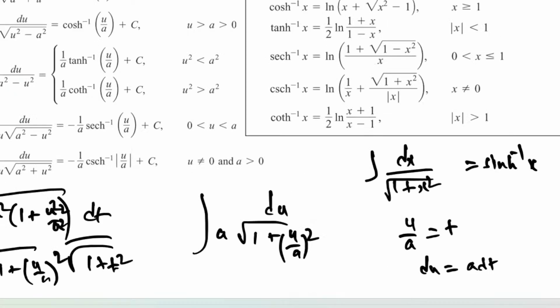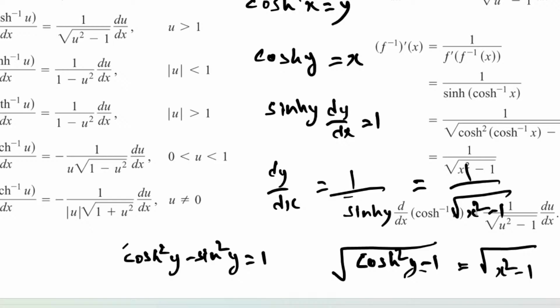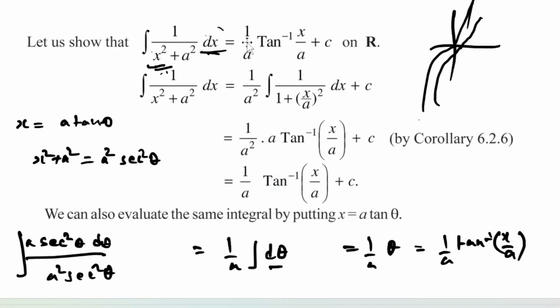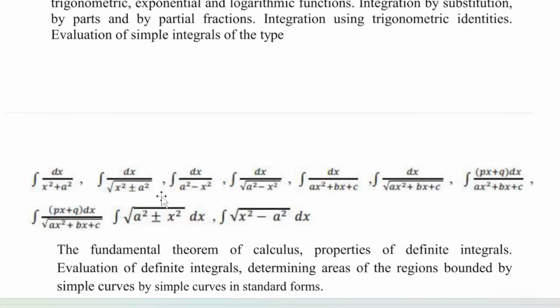Now tell me, x square plus a square, we did. Where is this? X square plus a square. Try doing that substitution. Square root of x square plus a square, just use the differentiation of sine h inverse x, and do this and tell me.